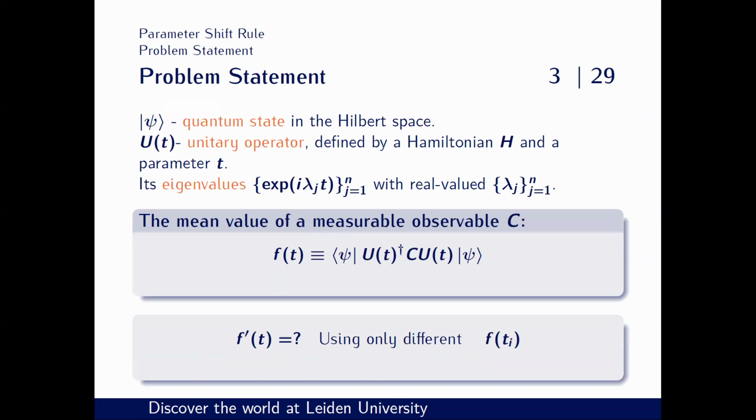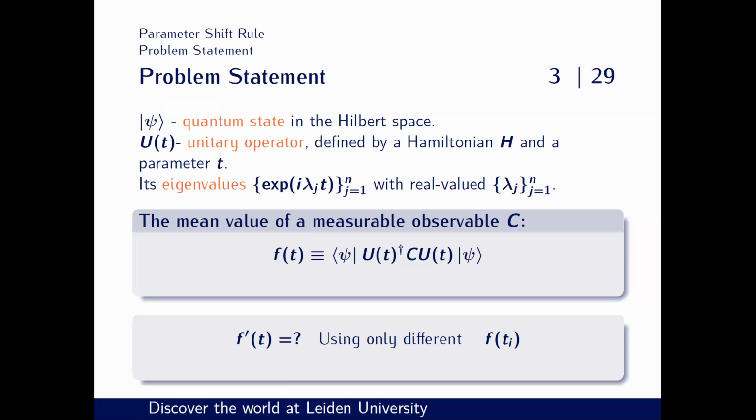So, a bit of formalization. We have a quantum state in the Hilbert space. We have a unitary evolution that is defined by the Hamiltonian and the time of your evolution. We say that we know the eigenvalues of the Hamiltonian. For now, we know them precisely. That means that we know the eigenvalues of the unitary evolution. If we are measuring the observable C, then the mean value of this observable after some time t is defined by this function. This is basically a notation that this mean value is called f of t. So the longer you evolve, the different stuff you get.